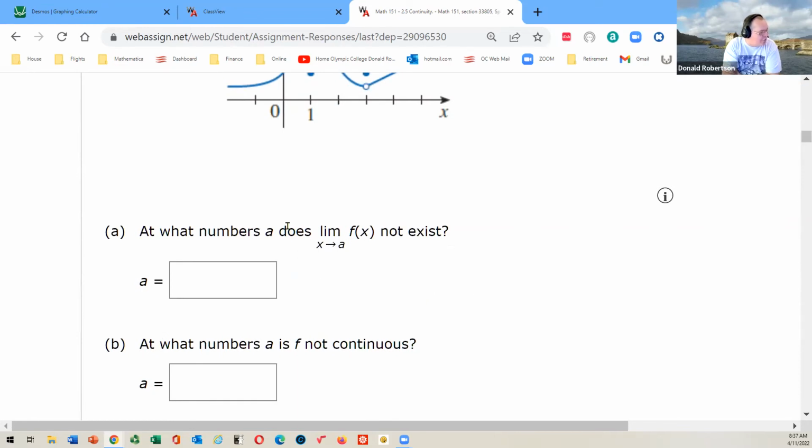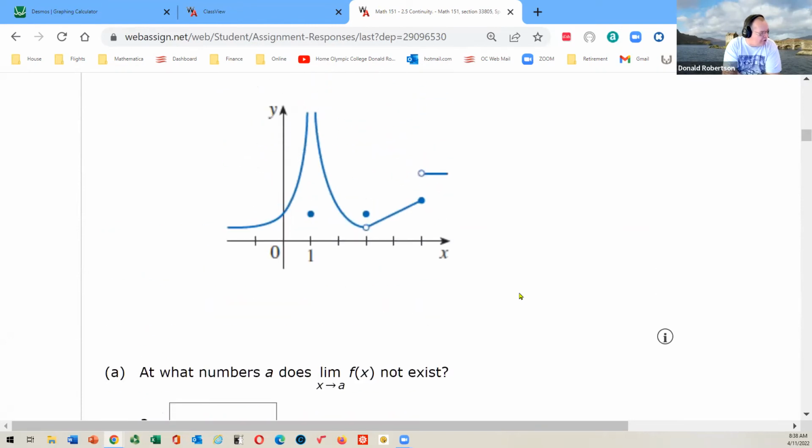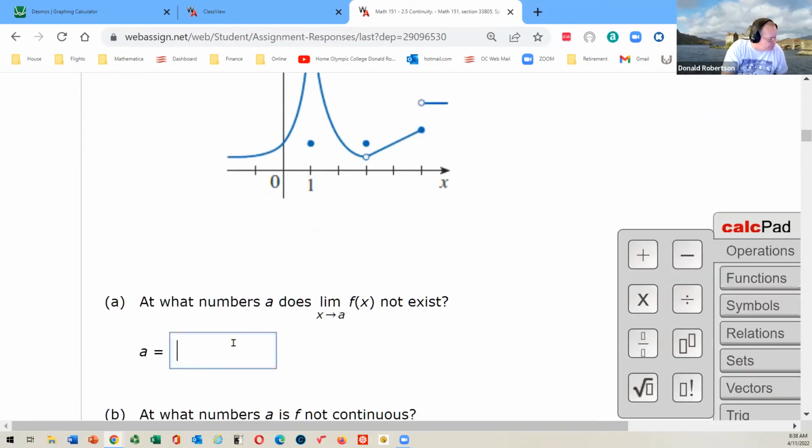At what numbers, A, does the overall limit not exist? Now, there are 3 places we're going to be looking: at 1, at 3, and at 5. Let's start at 5. Would you agree the overall limit does not exist there? Because the left limit is this branch and the right limit's that, and they're quite clearly different. So even although it might be back to front, I'm putting 5 in.